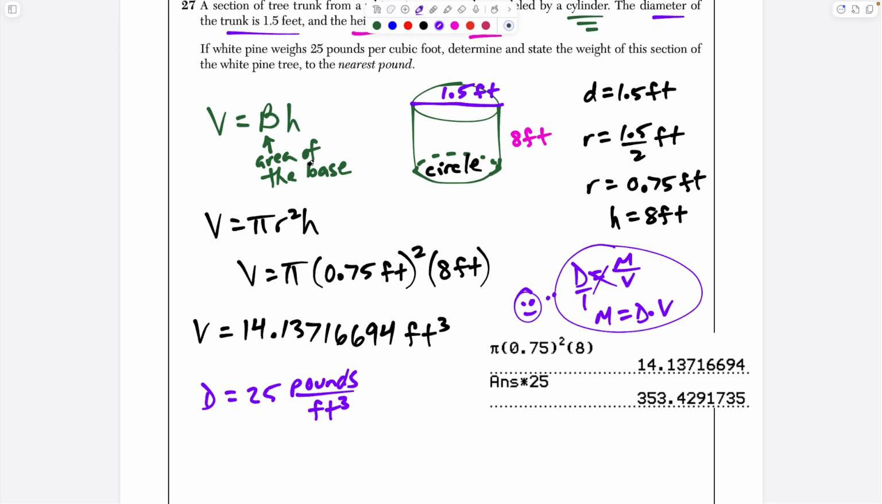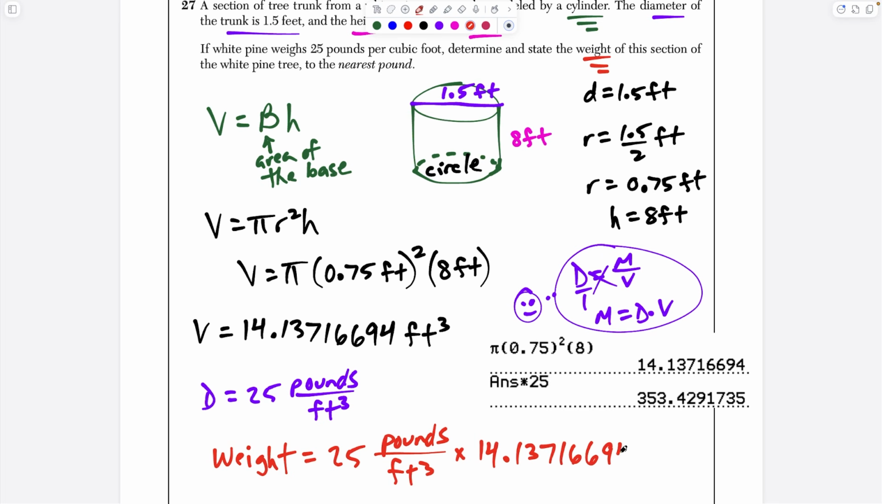So when I want to find the mass here, even though they're telling us to find the weight, I'll just say the weight so we're working this out the way they're asking us. The weight of the tree trunk is going to be the density times the volume. So I'm doing 25 pounds per cubic foot, multiplied by 14.13716694 cubic feet. But notice we have cubic feet over cubic feet, which will cancel out.